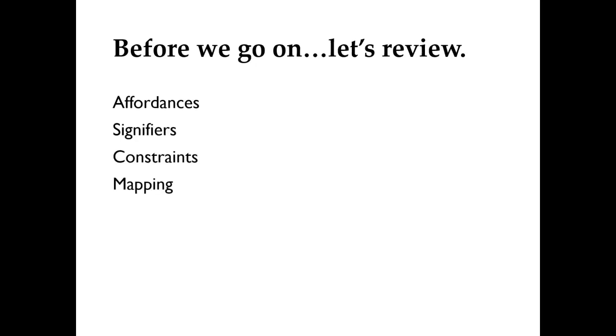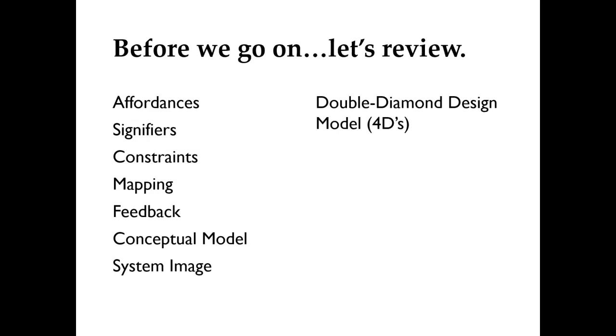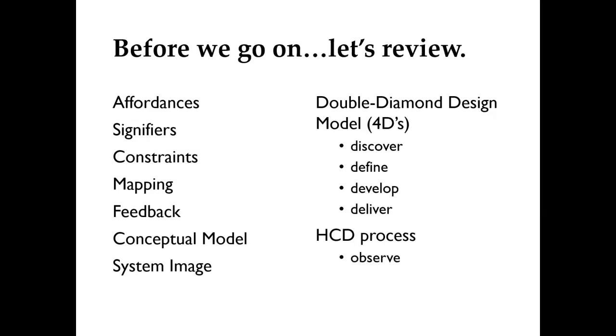Here are some vocab terms you need to know. Remember affordances, signifiers, constraints, mapping, feedback, conceptual model, system image, the double diamond design model and its 4 stages: discovering, defining, developing, delivering. The human-centered design process, its 4 stages of observing, ideating, prototyping, and testing.